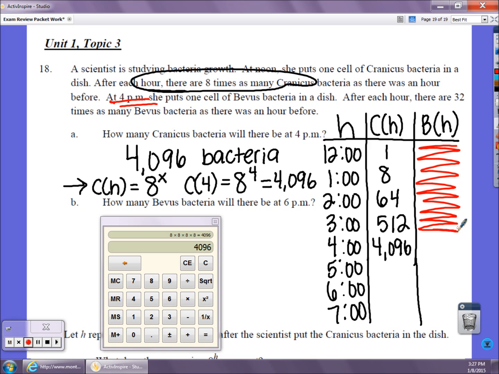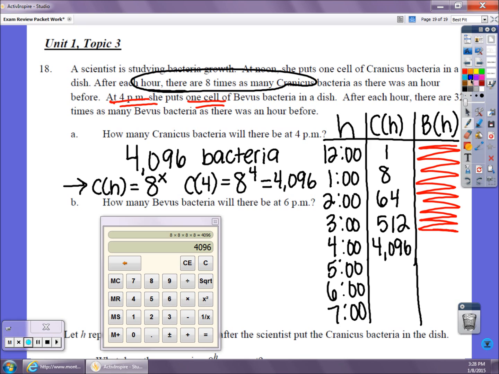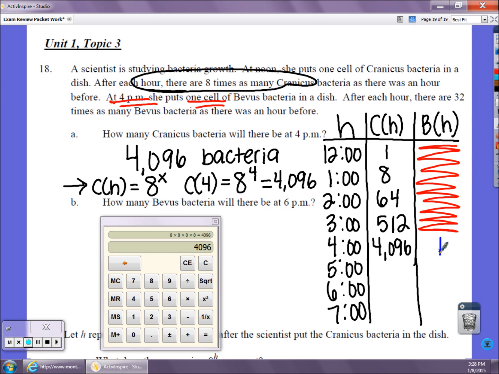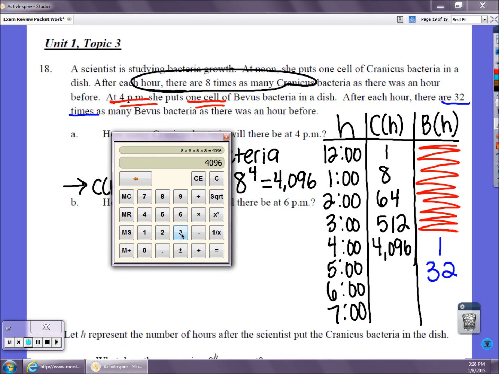So we're going to skip 12 o'clock, 1 o'clock, 2 o'clock, and 3 o'clock, and she put one cell in at 4 o'clock. So we're going to put 1 here. It's a different color. Okay. And we're increasing by a factor of 32. So 32 times as many. So I'm going to multiply times 32. 1 times 32 is 32. 32 times 32 is going to give us 1,024.